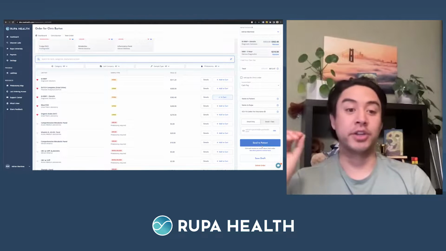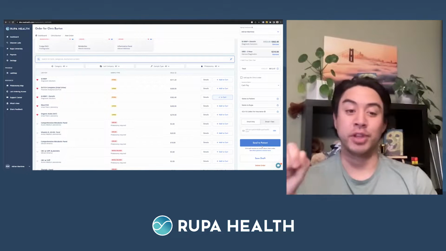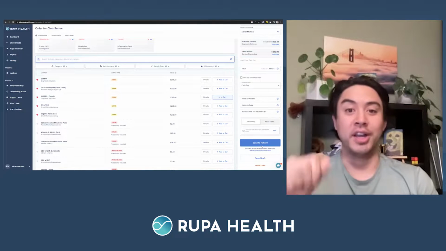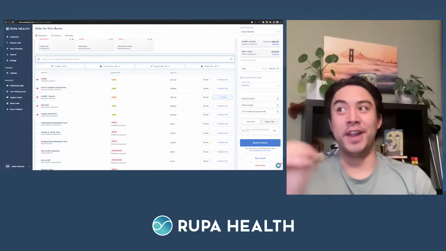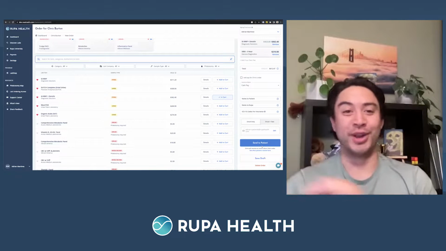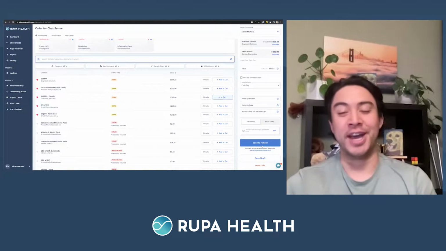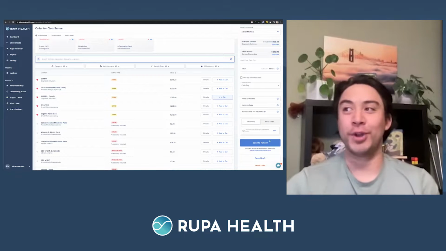seconds. Again, traditionally, you would have to create separate accounts with each one of the labs you want to work with, log in, place that order, and then from there, send each individual order to your patients. It's time consuming. Nobody wants to do that. And so we're simplifying that process for you.